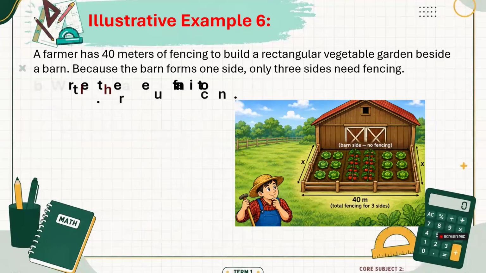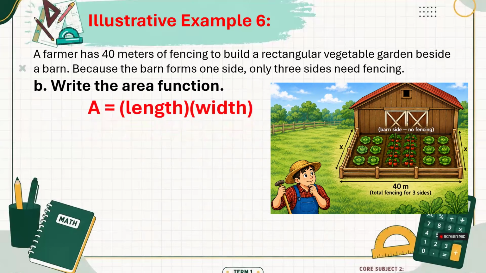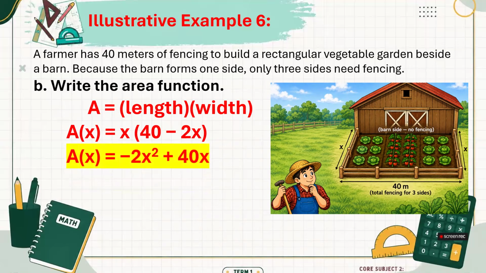Now let us proceed to answering letter B. We write the area function. So remember that the area of the rectangle is length times width. So our width is x times the quantity 40 minus 2x. So our A of x now is x times the quantity 40 minus 2x. And then we distribute using the distributive property. We will have negative 2x squared plus 40x.